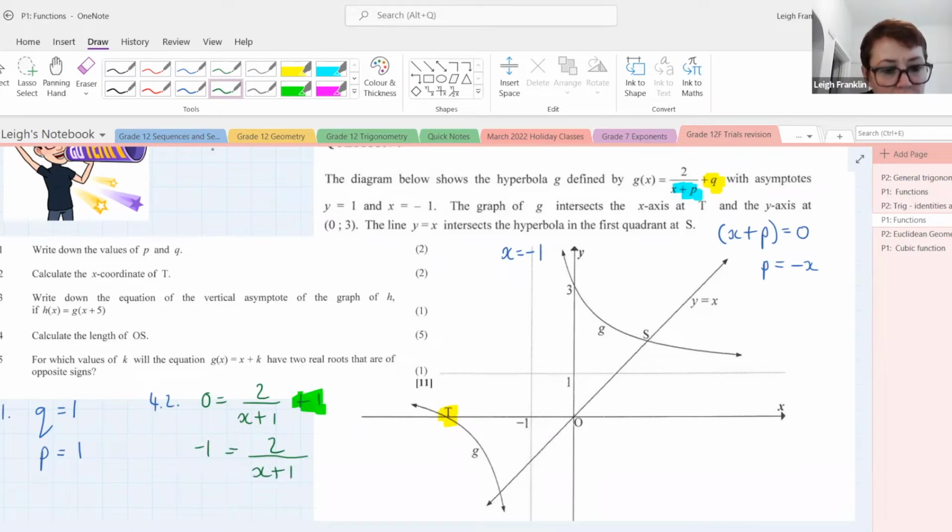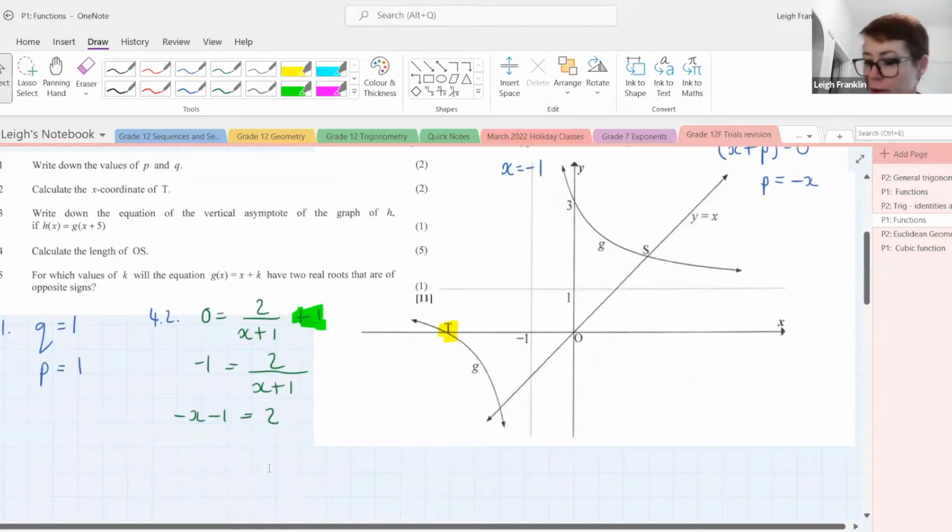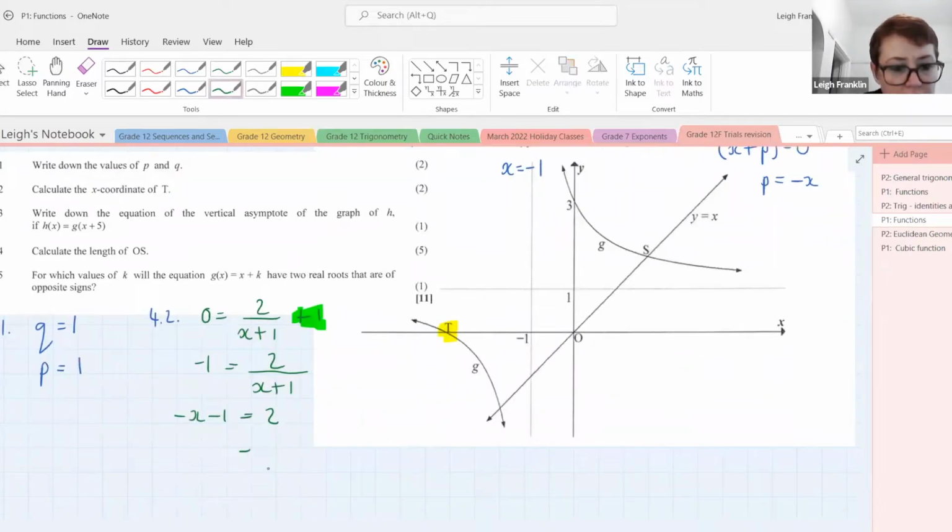And then we can cross multiply, and we're going to end up with -x minus 1 is equal to 2. And then, of course, we want to take x over to the other side, 2 over to this side, and that's where we would get the -3 from. Okay, so lovely. Well done. That's perfect. Okay, so that's 4 out of 4. Let's have a look at question 4.3.